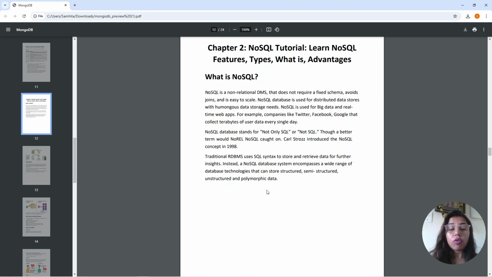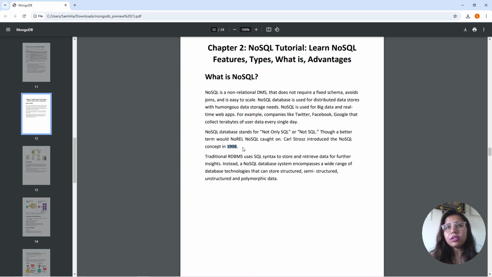NoSQL is also used by companies like Instagram, Facebook, Twitter, Google. All these are using NoSQL databases because they are very easy to manage. So what does NoSQL stand for? NoSQL is "not only SQL" or "not SQL". This concept was introduced in 1998. After that, as I was telling you in the last class, MongoDB was introduced in the mid 2000s. So when it came in 1998, gradually we came to MongoDB as well.